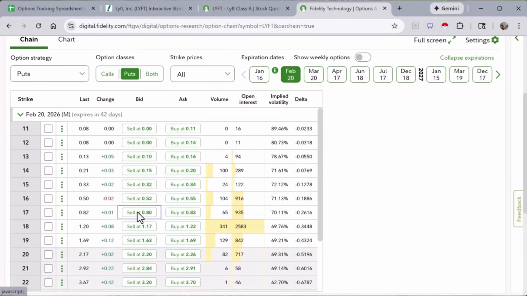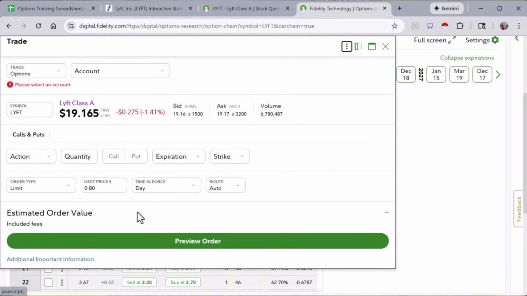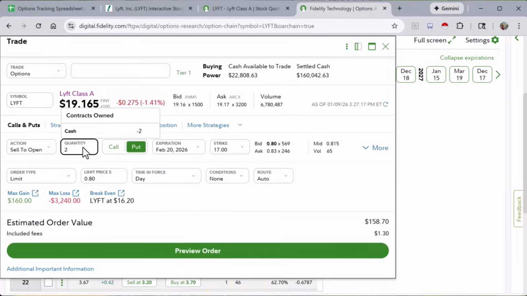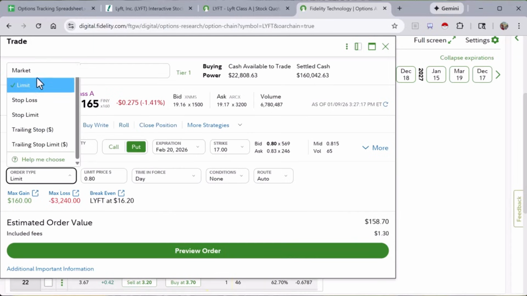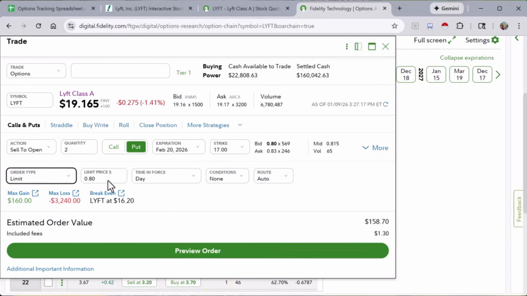So I clicked on sell at 80 cents per share. I did 2 contracts. I put 2 in there. And everything kind of populates after that. So sell to open, 2 contracts, a put, cash secured put, February 20th, 17 strike price. I did a limit order, and the limit price was 80. Actually, I want to let people know I never do market. I always do limit, and then I pick the price.